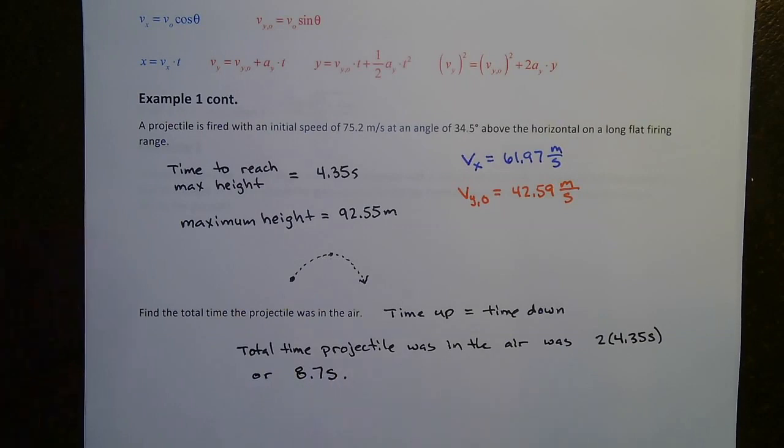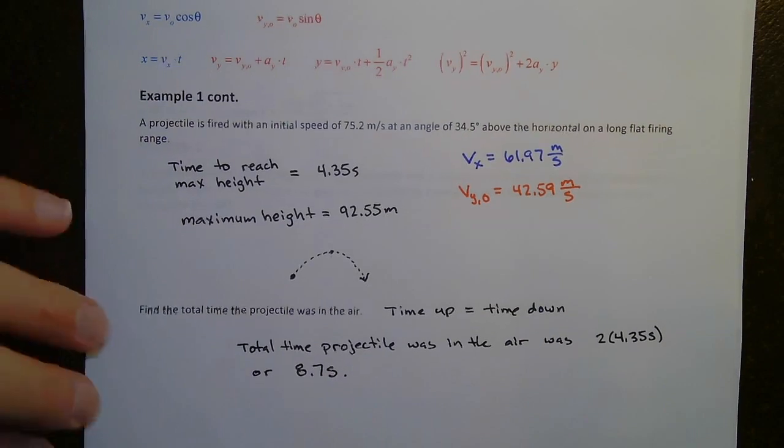Okay, so it was in the air for 8.7 seconds. That's a long time to be in the air like that. So that means it took 8.7 seconds to go up and then come back down, right? Up and down. That was the same time it took to go the horizontal distance it traveled, okay?